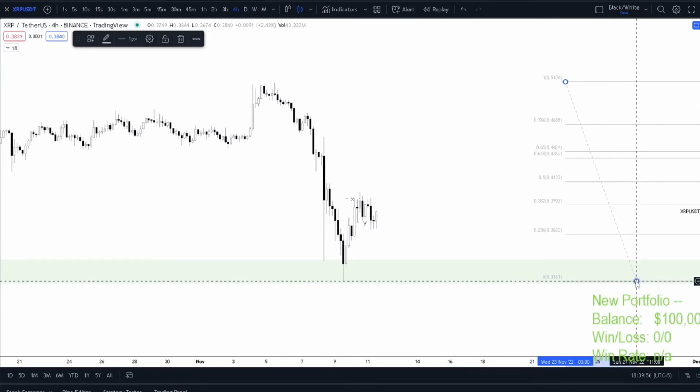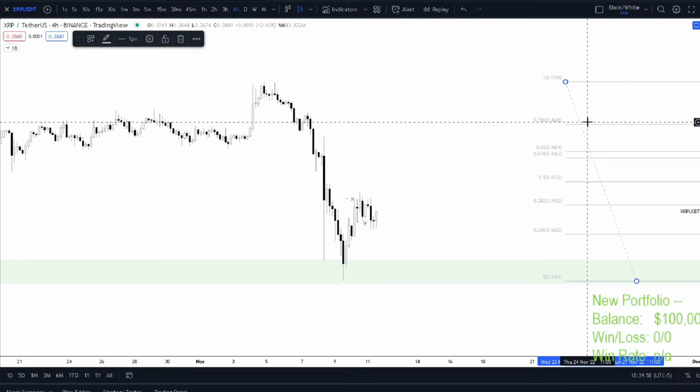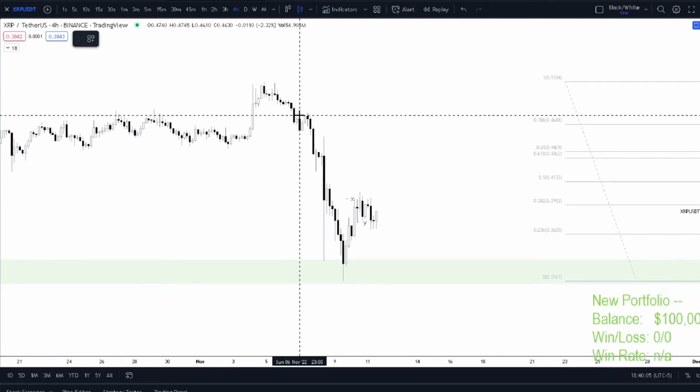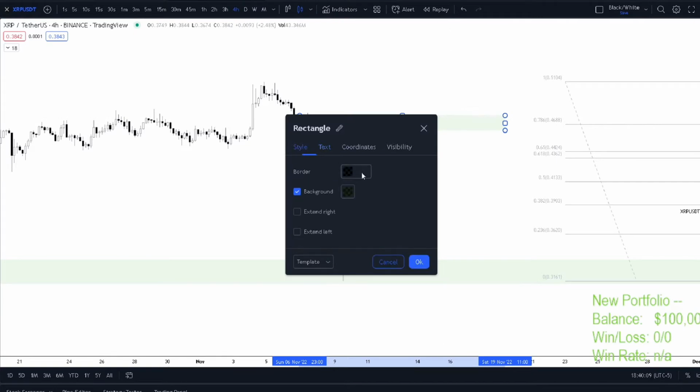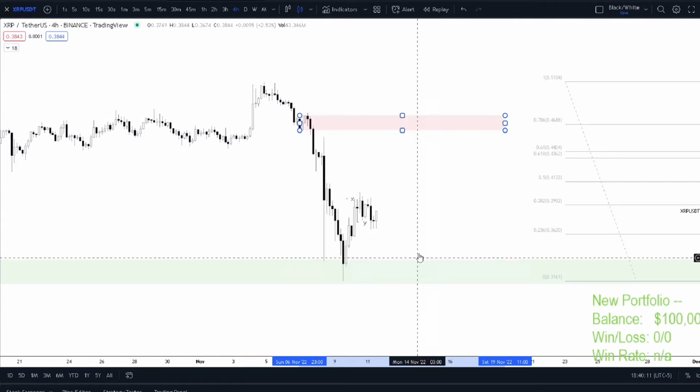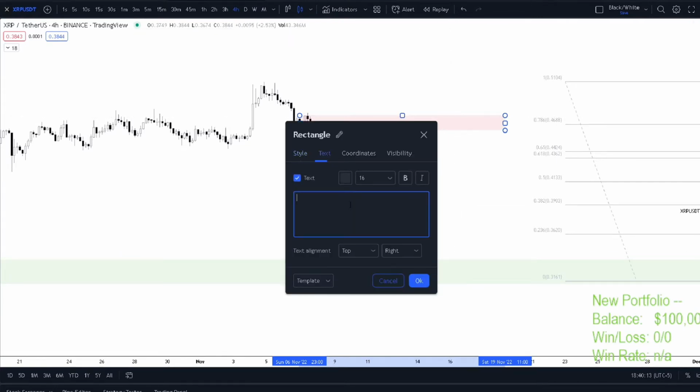So I'm going to take the fib from the top to the bottom, and you can see this 0.786 fib lines up perfectly with this bearish order block right here. I'm going to change this to red since it's bearish, and I'll label it. We're on the 4 hourly, so an H4 order block.